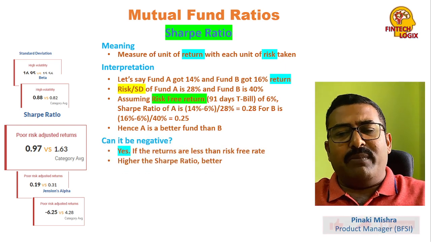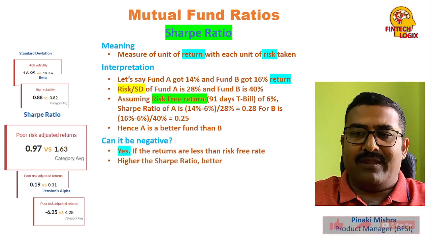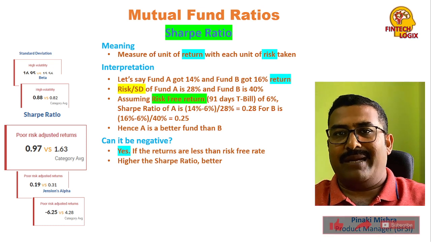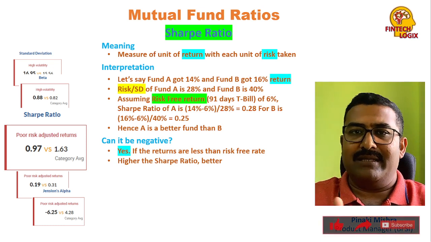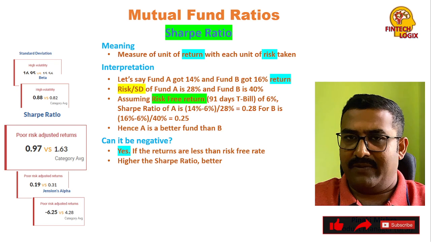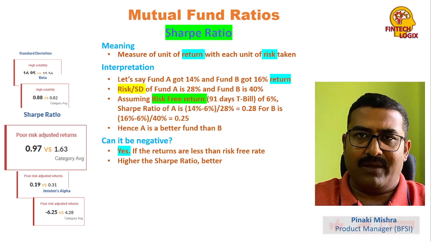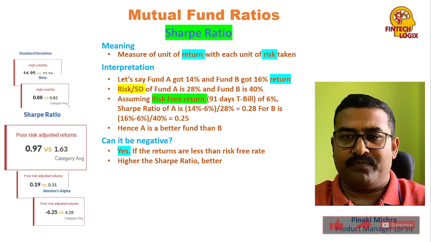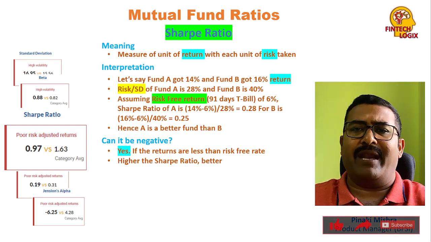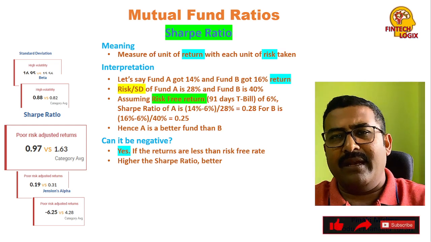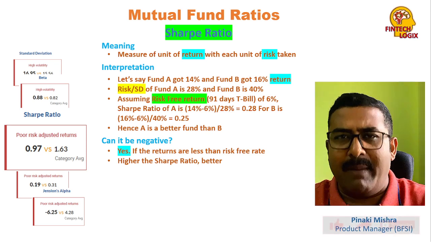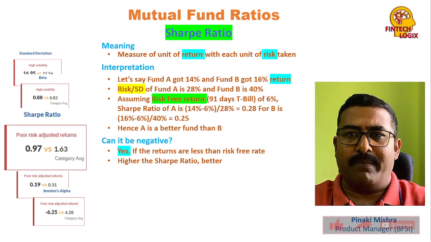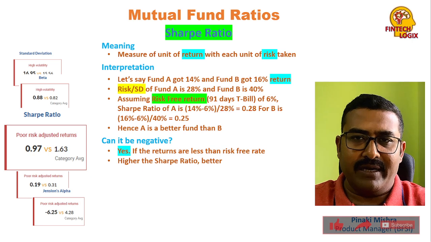Now, can this be negative? Yes, if the returns are less. That means if your fund's return is less than your risk-free return, that is, your T-bill return of 6%, this can result in a negative value. For simplicity of analysis and easy remembering, let's remember that the higher the Sharpe ratio, the better the fund.